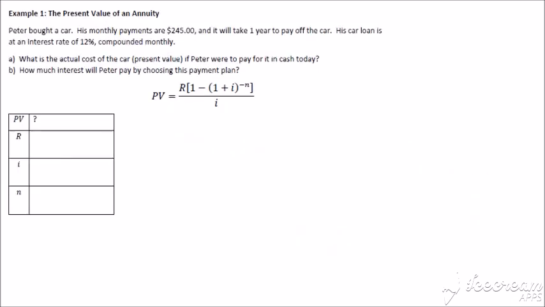Okay, example 1, the present value of an annuity. So Peter bought a car and his monthly payments are $245. So I'm going to put the $245 right into where the R is. Okay, it'll take 1 year to pay off his car. So 1 year would be 12 months. I kind of looked ahead, but this is actually going to be compounded monthly, so that's fine.